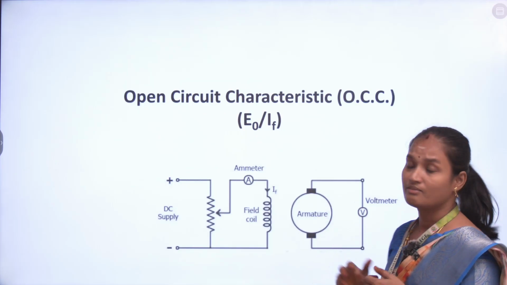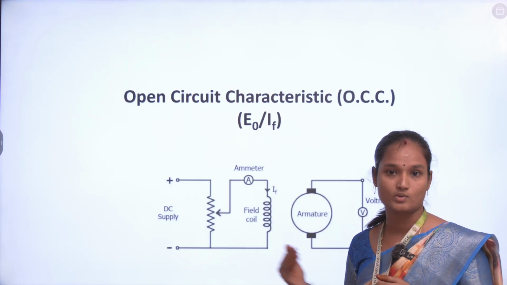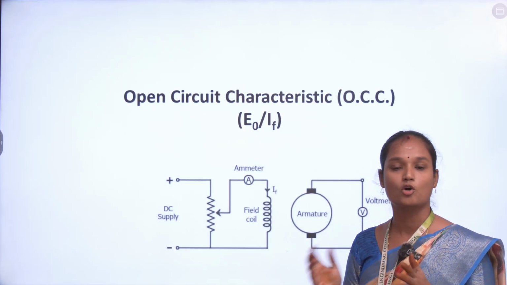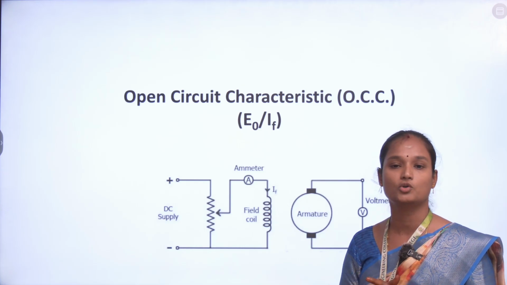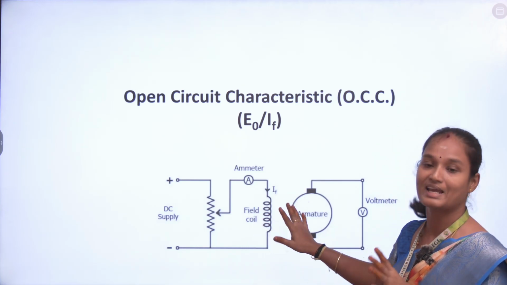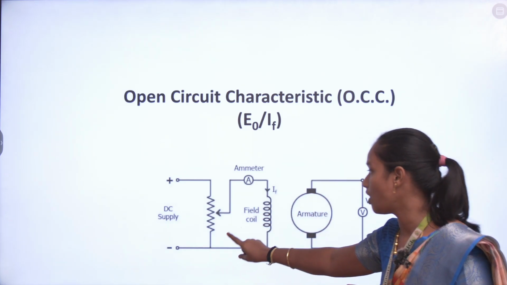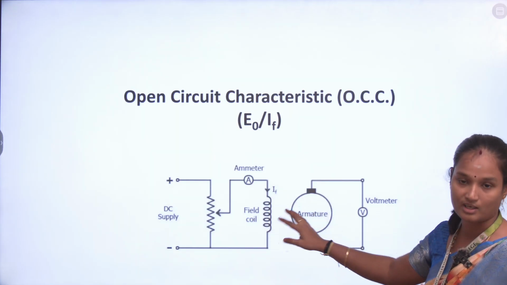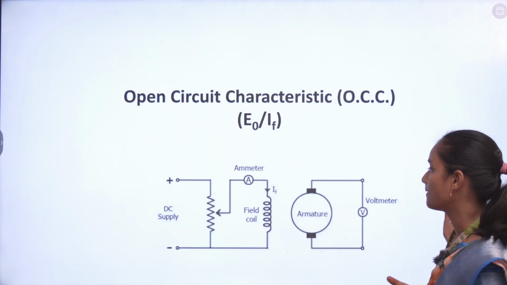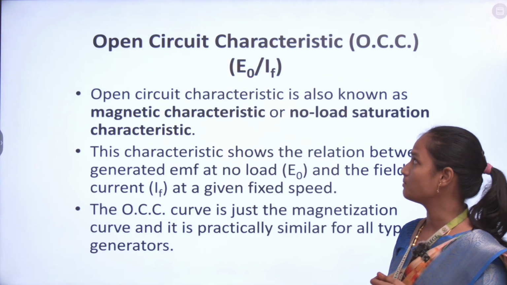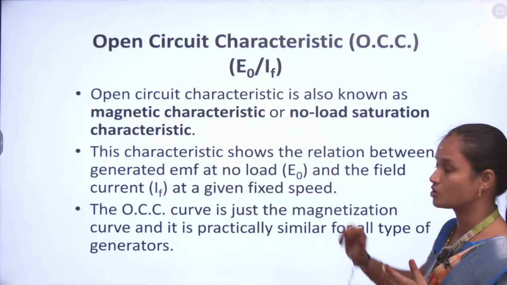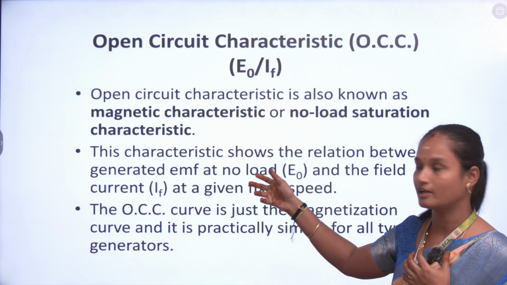Next, the three types of characteristics. The first one is open circuit characteristics. In open circuit characteristics, we do not connect any kind of load, so we take it as it is. This is the field winding and this one is the armature winding. Both are connected in parallel. What is meant by open circuit characteristics? Here we do not connect any kind of load.